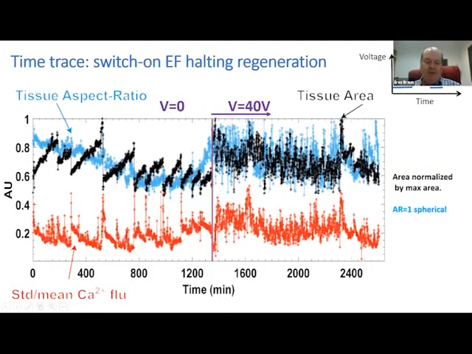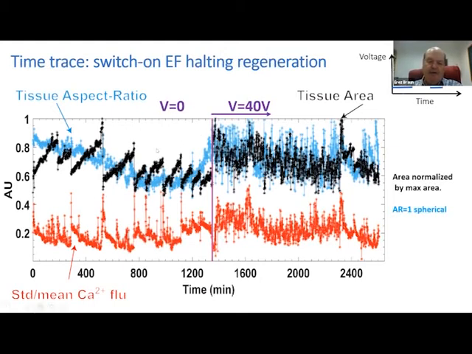Okay? And what we found out, I'll expand a little bit on this in a second, is that you want a measure of the fluctuations, and the right measure is the standard deviation over mean. Not the mean itself and not the standard deviation by itself, but the standard deviation over mean. And what you see in this trace, this is a time scale in minutes. This is an example. In black, you see the area of the tissue. In blue, you see the aspect ratio. So these are the two moments of the morphology, if you want: the area and aspect ratio. And in red, you see again the fluorescence intensity, standard deviation over mean, the fluctuations.